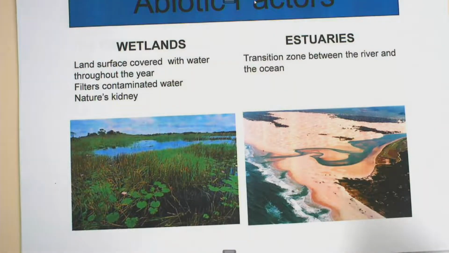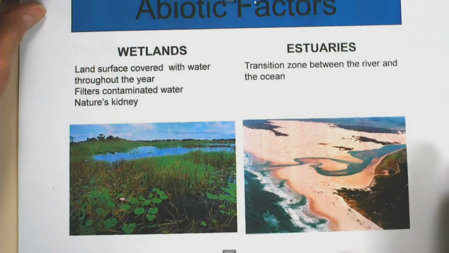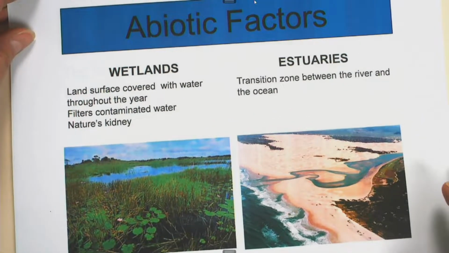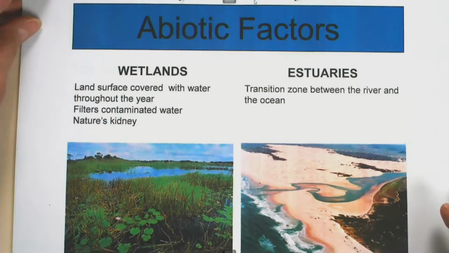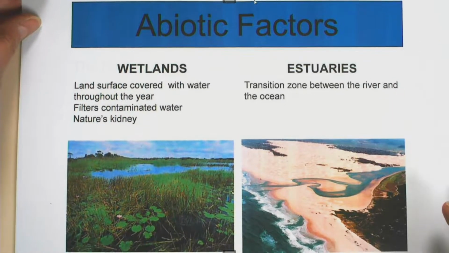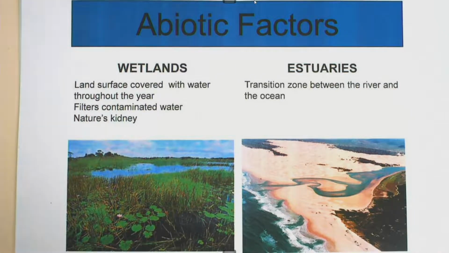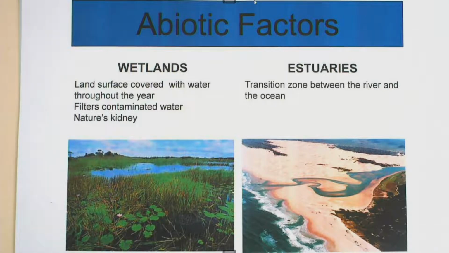Now, when it comes to abiotic factors, just something else that I want to mention, the wetlands and the estuaries. The children struggle, they don't know what this really is and what the difference is between the two. Now, wetlands is just what it means. It is a piece of land that is very wet. The soil is so locked or saturated with water, it's not moving away, so it stays in that area, and because of that, that land surface is covered with water throughout the year.